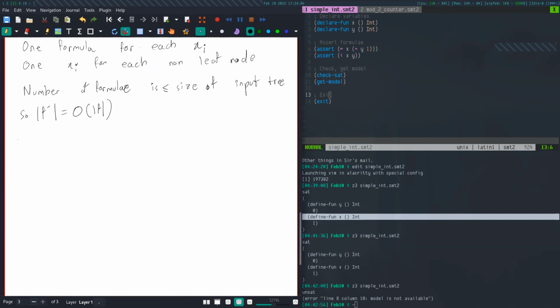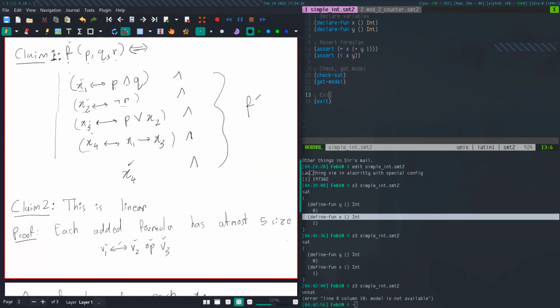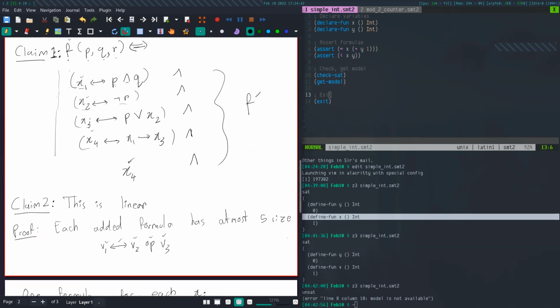Okay. So now notice that this f prime basically looks like some formula and some formula and some formula, right? So if we can convert each one of these to 3CNF, then we are done. I'm going to claim that we can do that. I'm going to show you a few cases. Actually, I think I can show 4 cases. Let me show you this one.